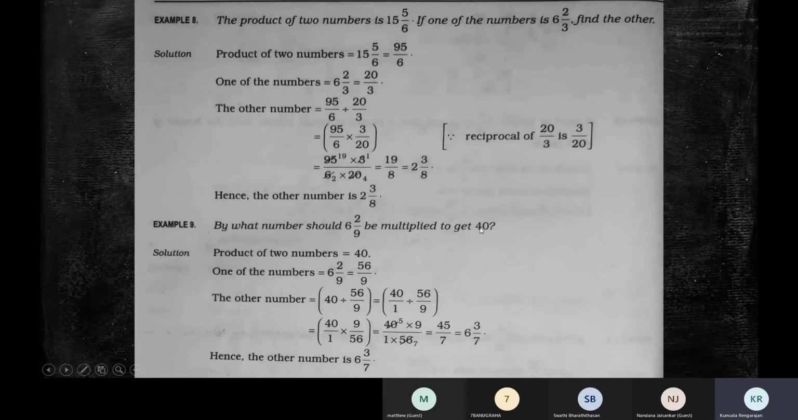So this 40 should be divided by 5. 40 divided by 5 will give us the answer. 40 divided by 5 is 8. So we all said the answer is 8. Similarly, here it is 40 divided by 62/9. See, the order is important in division. In subtraction and division, the order is important.